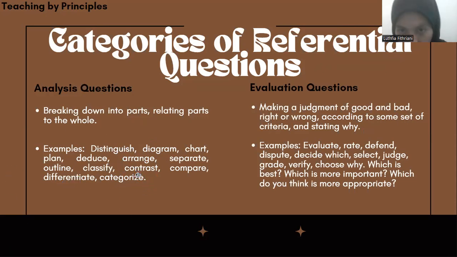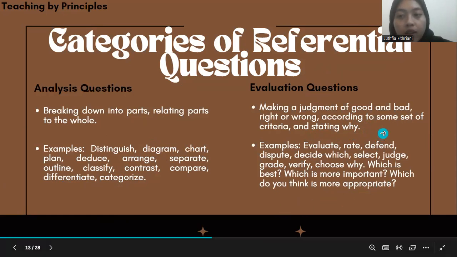The next category is evaluation question. In evaluation questions, the students are making a judgment of good and bad, right or wrong, according to some set of criteria and stating why. For example, the teacher can ask the student to evaluate, or which one is more important, which do you think is more appropriate, and etc.